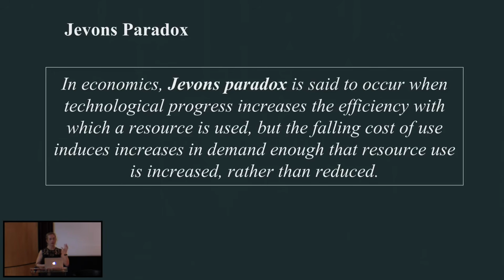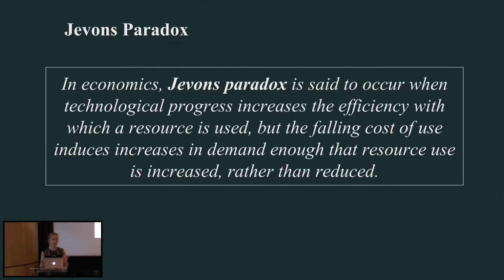And essentially, it's an economic concept that says when technological progress increases the efficiency with which a resource is used, for example coal, we were getting better at using coal, so we could generate more energy from the same amount of coal. But since that is getting cheaper and cheaper, actually, this increases demand and essentially increases usage. So at the end, we're using more coal because we can do more things.